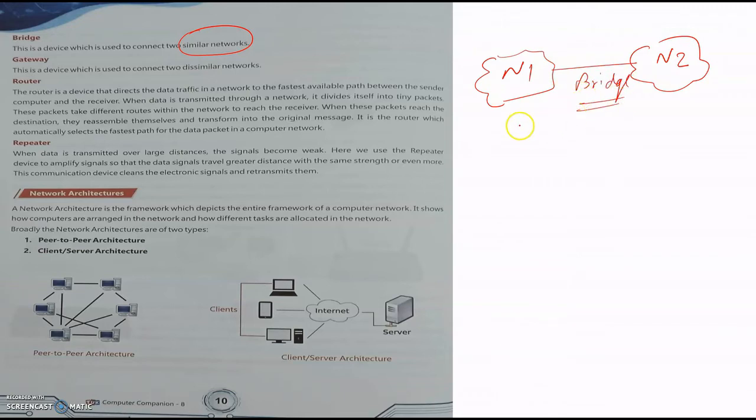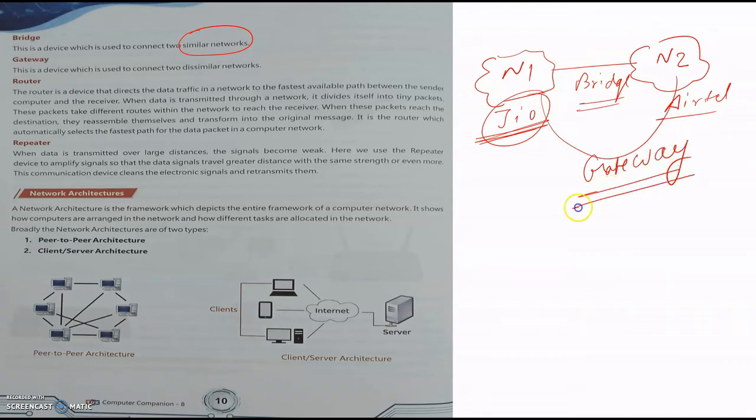Clear? But if you are going to connect different types of networks, there is a need of a gateway. Here the computers are connected with the help of Jio network, and here the computers are connected with the help of, suppose, Airtel. So there are two different types of networks. So there is a need of gateway to connect two different networks with each other. Here some computers are connected with each other in this network and in this network also.